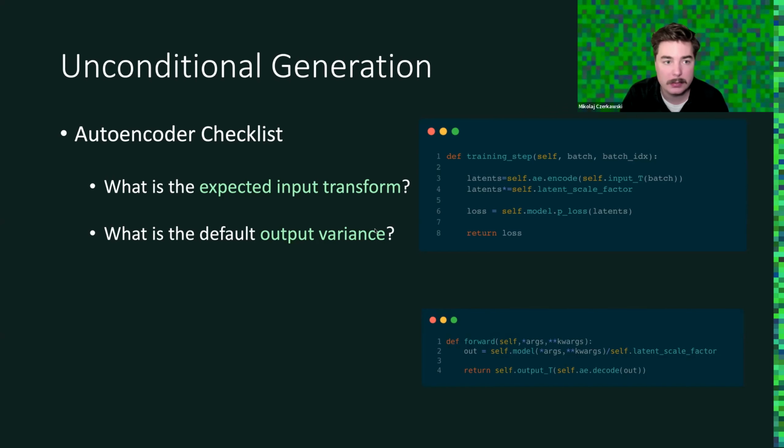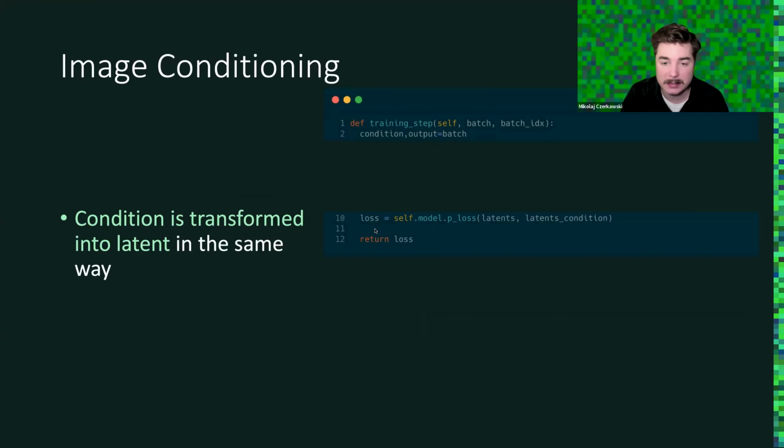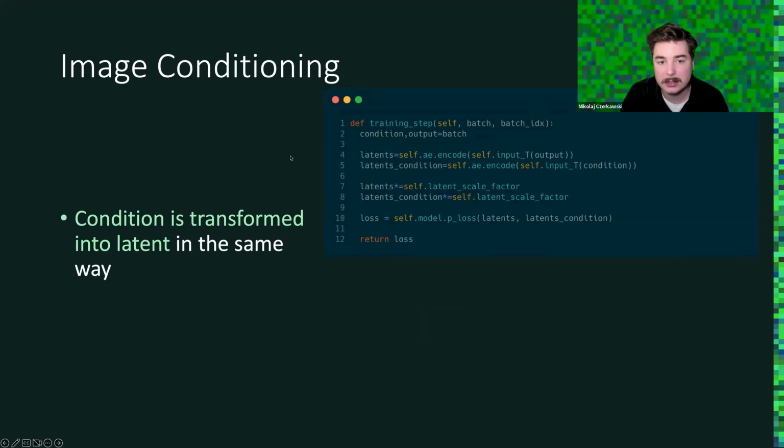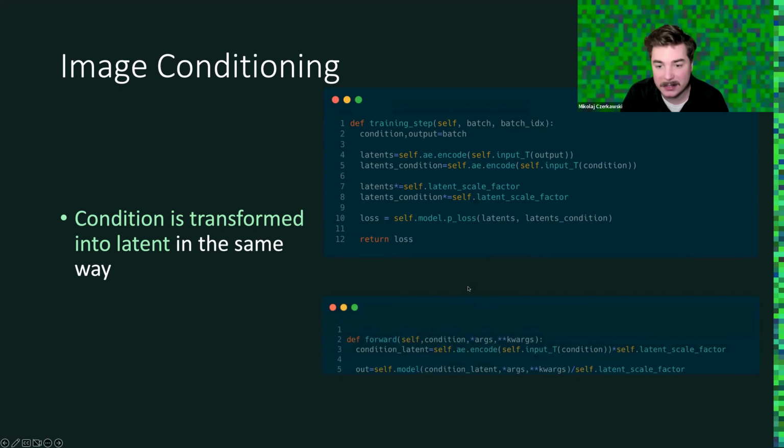For the conditional model, we do something similar, but we also need to provide the condition, and the condition is also encoded basically in the same way. And we also multiply that by the same scale factor. So basically, it goes through the same process as the normal input. Okay. And for generation, we again need to encode our condition latent. We need to multiply it by the appropriate factor, and then we can generate with that condition latent, and then proceed as we would normally with unconditional diffusion.